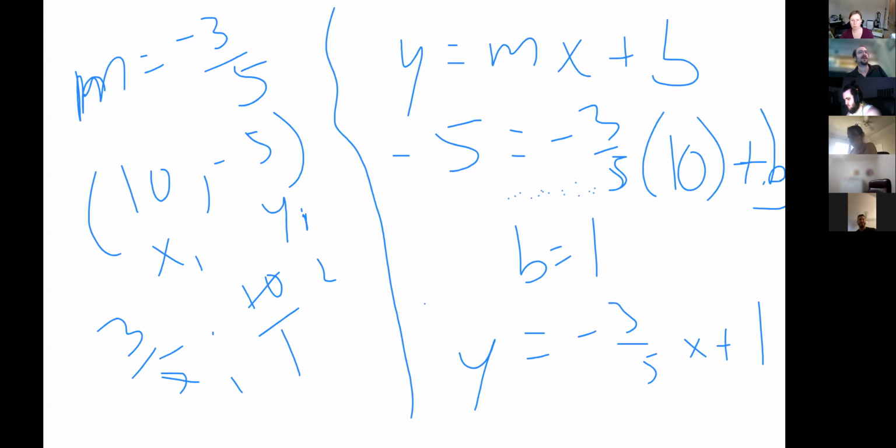There are multiple ways to work these problems. So if you're working it that way, that's absolutely fine. If you know what you're doing, you can plug it in. That is a legitimate way to work it. Any other questions on this one?